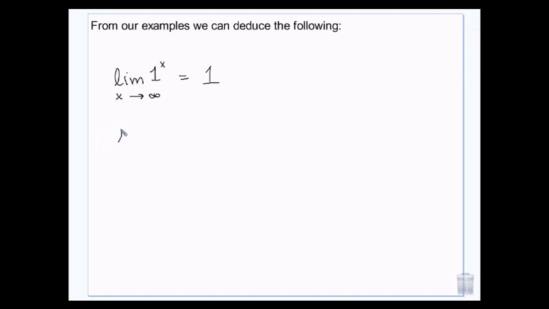What happens if I put x on the bottom and I take it towards infinity? So I get 1/2, 1/3, 1/4, 1/5, 1/6, 1/7, 1/8. What am I getting closer to? Yeah, 1/100th, 1/1,000,000th. I'm getting closer and closer and closer to 0.